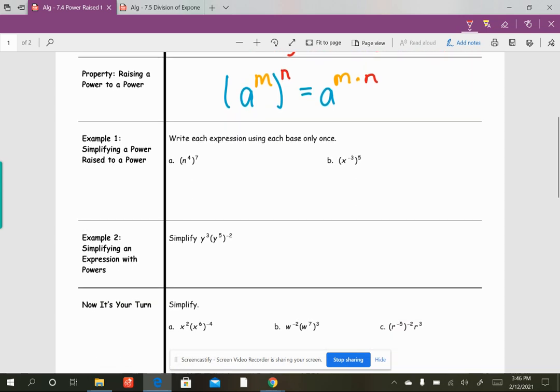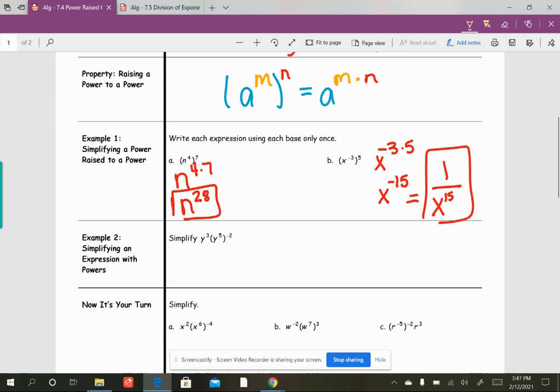So write each expression using each base only once. So we are looking at n to the 4th, but we are raising that to the 7th power. So this becomes n to the 4th times 7. So we have n to the 28th power. So let's look at letter B. We have x to the negative 3rd power raised to the 5th. So this ends up being x to the negative 3rd times 5, so it ends up being x to the negative 15th power. But remember, math etiquette, we never leave a negative. So this becomes 1 over x to the positive 15th power.